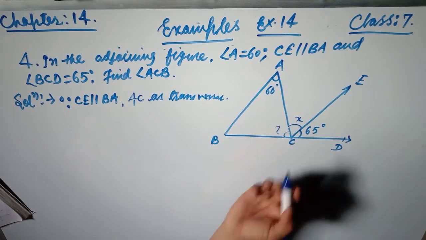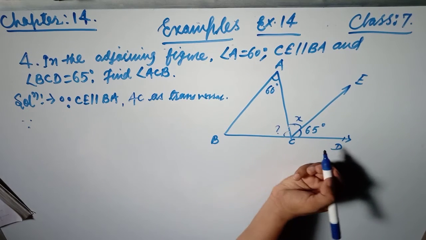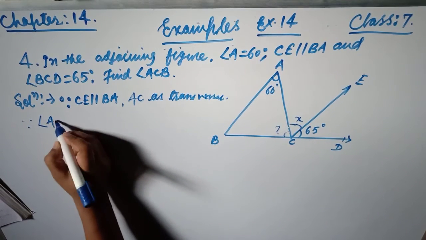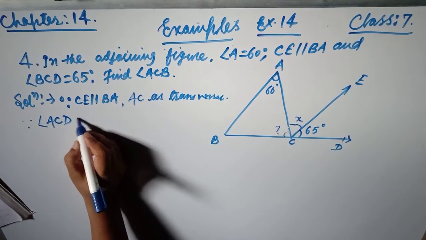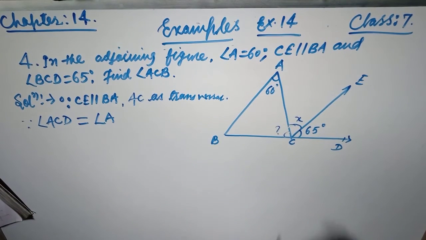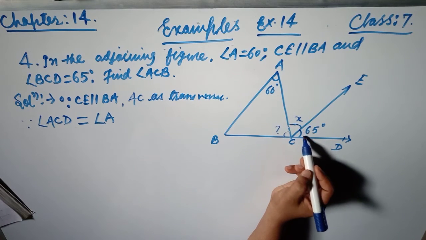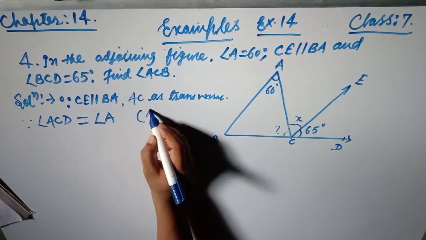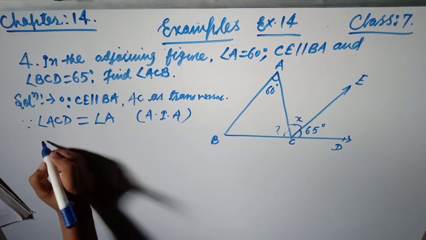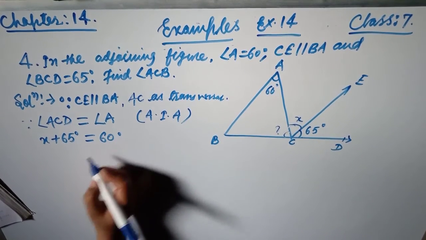AC is a transversal, friends. Therefore, look at this angle, the whole angle. We can say angle ACD is equal to angle A by alternate interior angles, friends. This angle and this angle are equal by alternate interior angles. So ACD can be written as x plus 65 degrees, and angle A is 60 degrees.